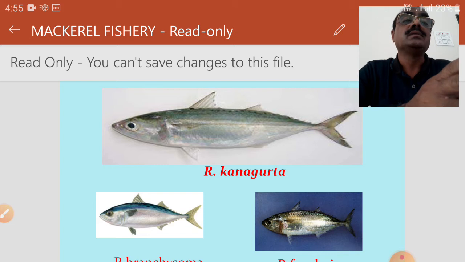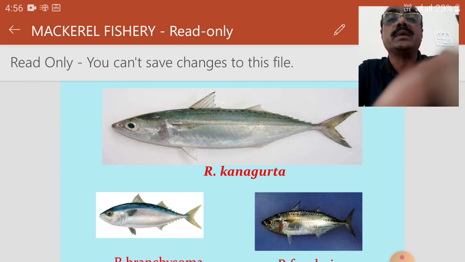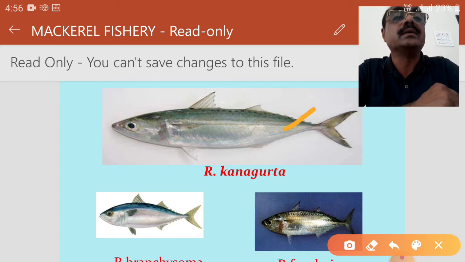Friends, these are the characters of Scombridae, as I already told that the family is Scombridae. Between the second dorsal fin and the caudal fin, 5 to 6 finlets are present. See, these are the finlets.